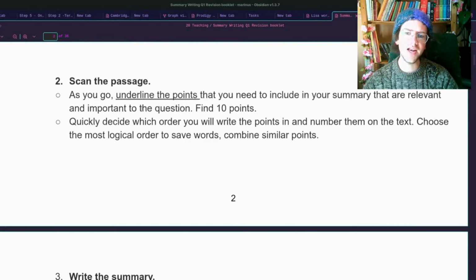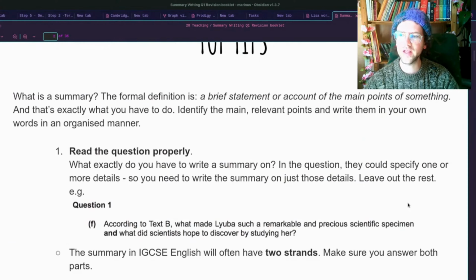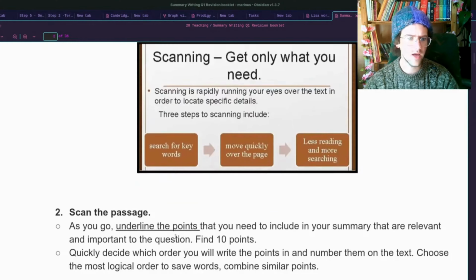As you scan, you should underline the points or use a highlighter for what you need to include in your summary that are relevant and important to the question. You're going to find 10 points. Because it has 2 strands, you're going to find 5 points on the one strand and 5 points on the other strand. You can go up to 15 points, but do not go less than 10 points.